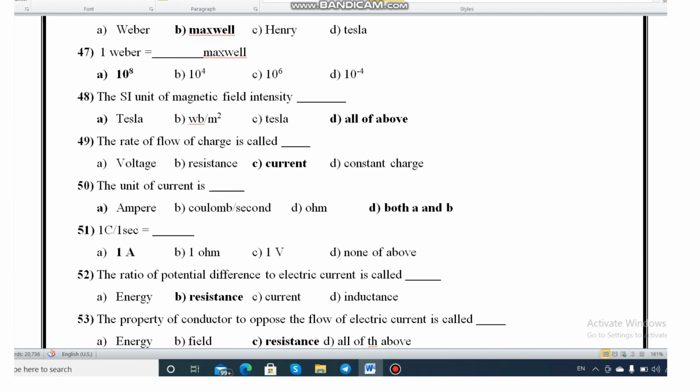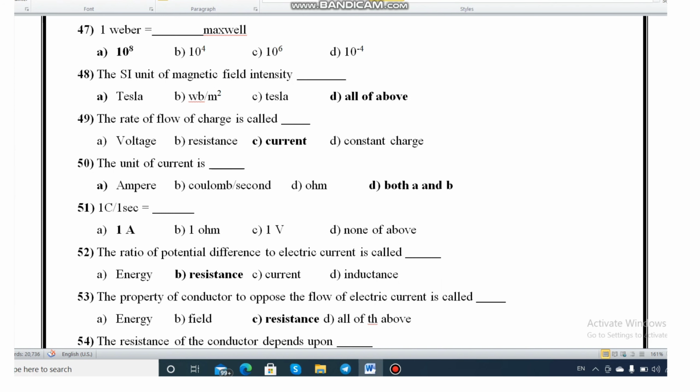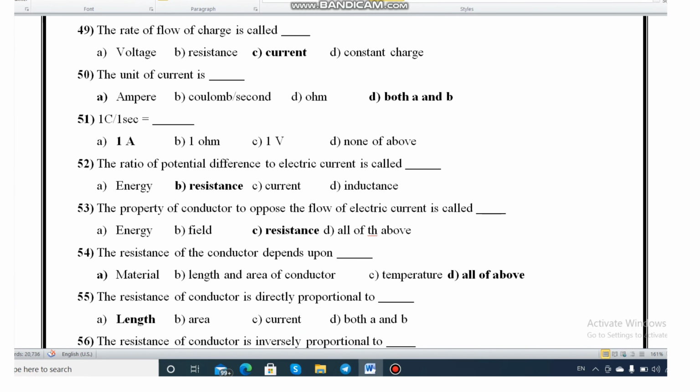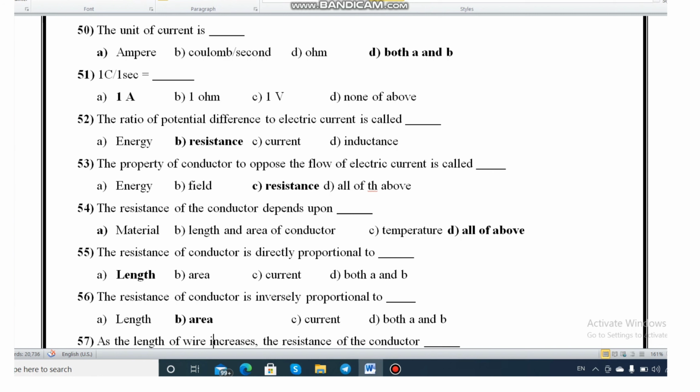The rate of flow of charge is called current. The unit of current is both A and B, that means ampere and coulomb per second. 1 coulomb per 1 second, question number 51, is equal to 1 ampere. The ratio of potential difference to electric current is called resistance. The property of conductor to oppose the flow of electric current is known as resistance.